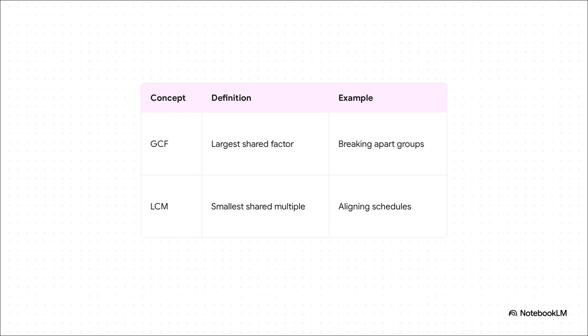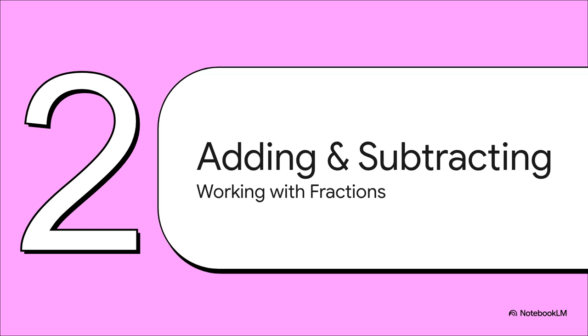On the flip side, the least common multiple, or LCM, is all about predicting when repeating events will finally align. Say your neighborhood has trash pickup every 7 days and recycling every 12 days. Finding the LCM tells us both trucks will show up on the exact same day in 84 days. You're building forward, not breaking down. Moving right along to part two, adding and subtracting fractions.